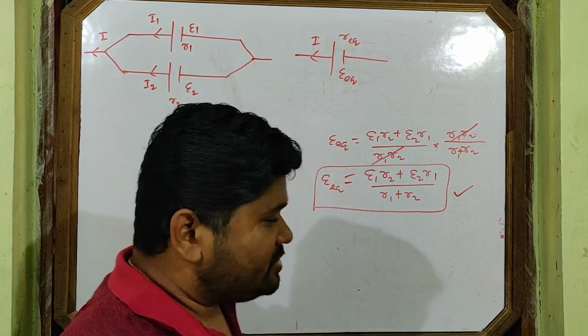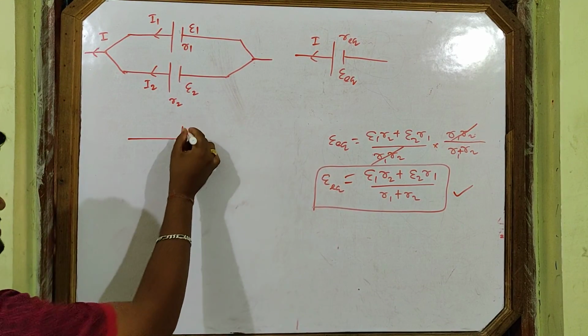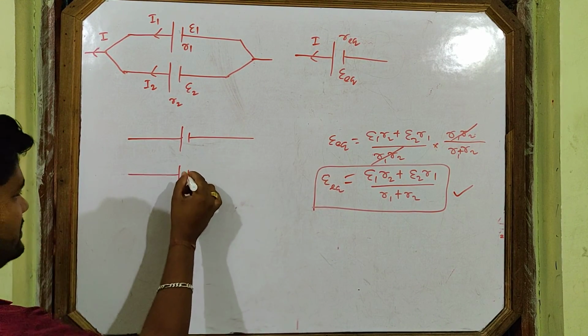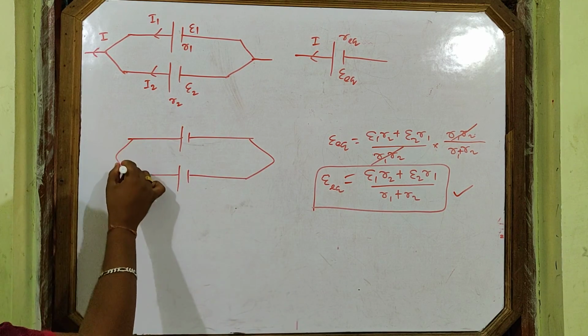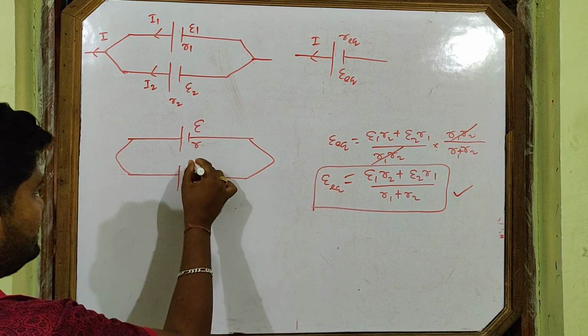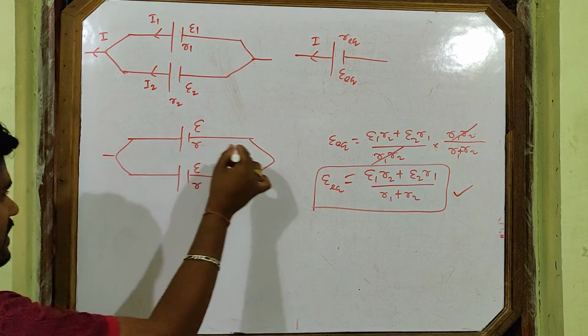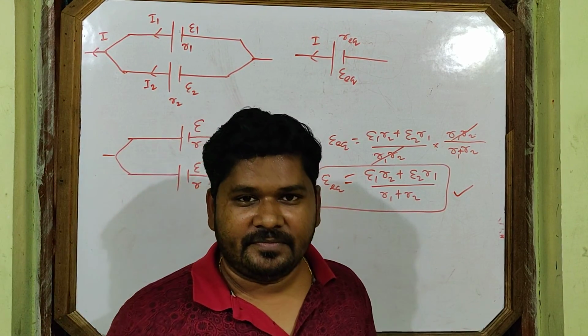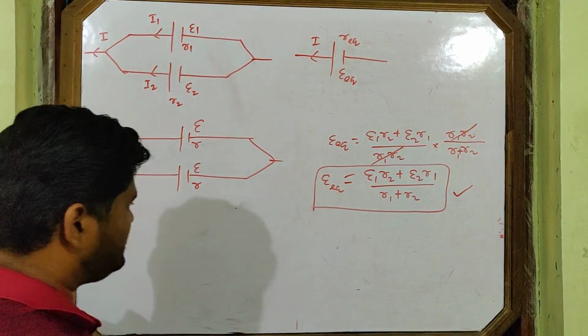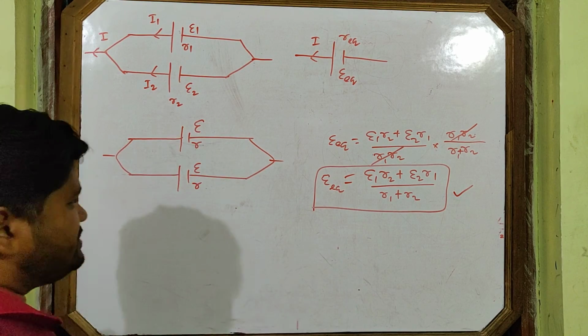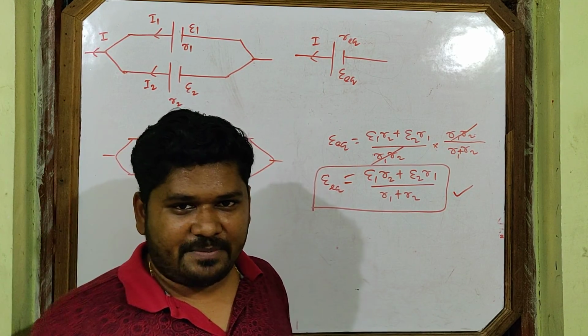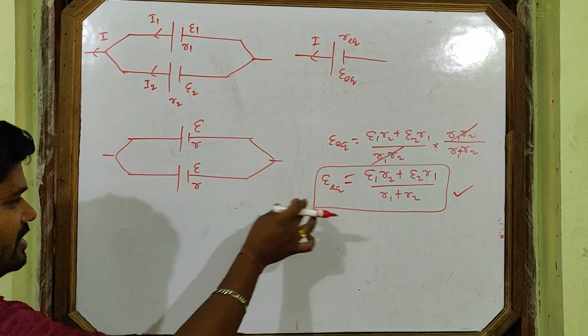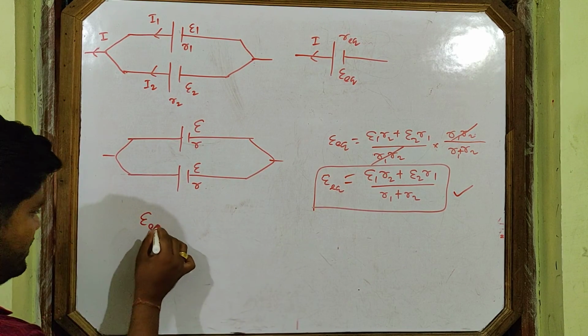Now let's come to the situation when you connect many cells. Suppose you connect two cells, both identical, E and R. What happens here? Use this formula. Net internal resistance you can calculate as R into R by R plus R. But we calculate the net EMF. What is the equivalent EMF?